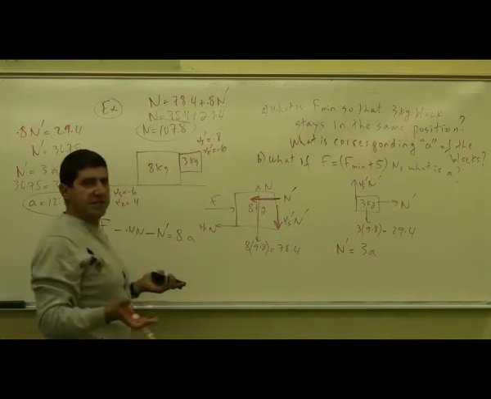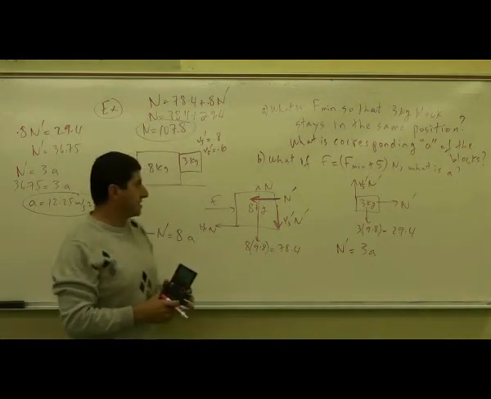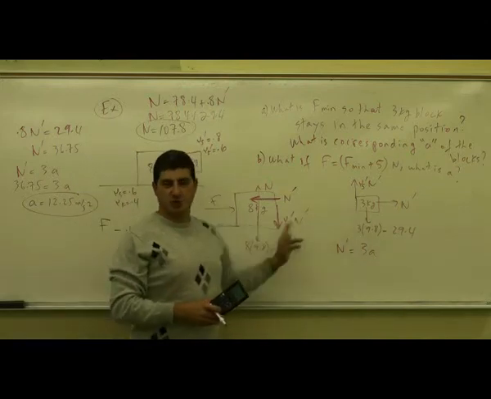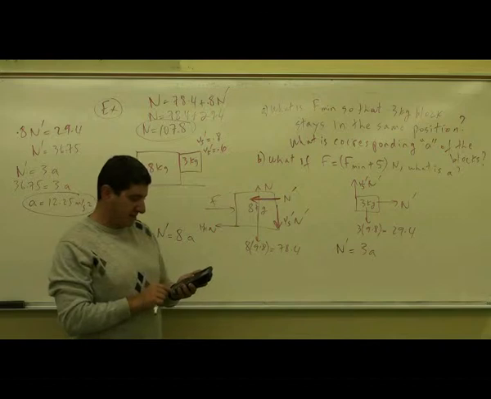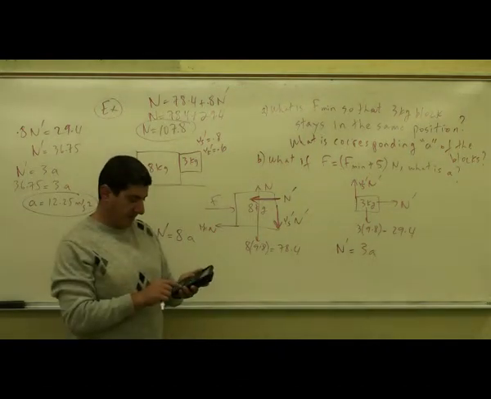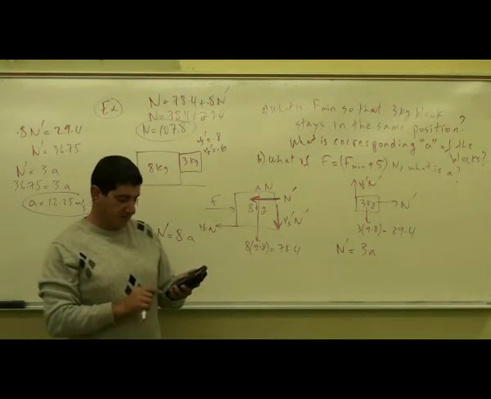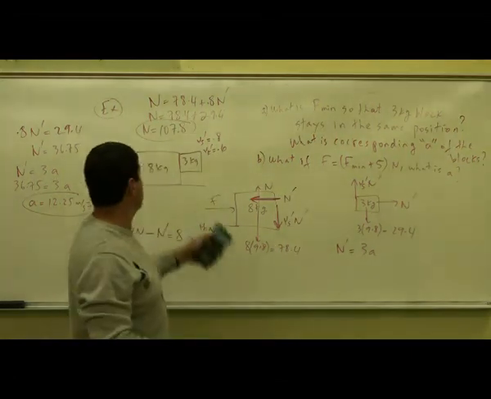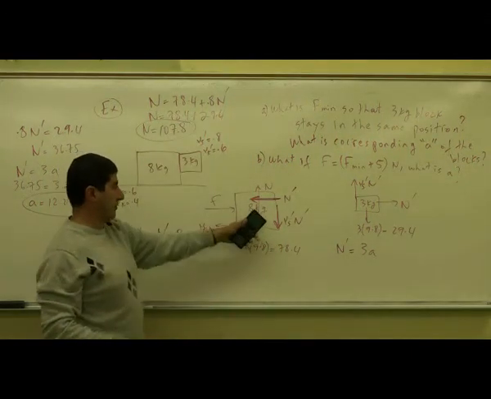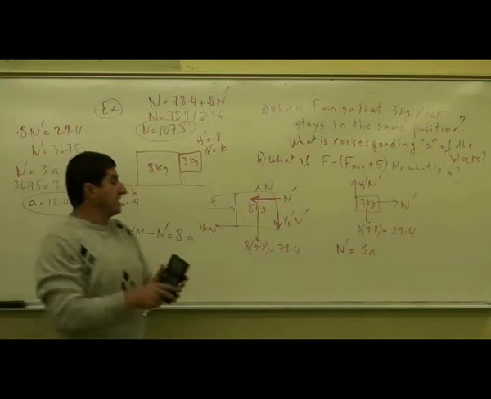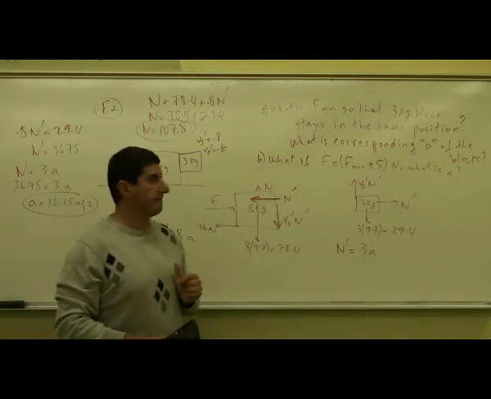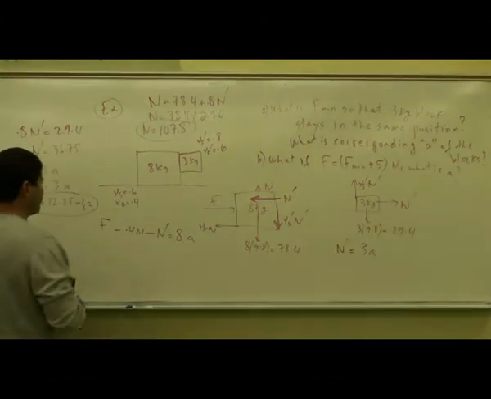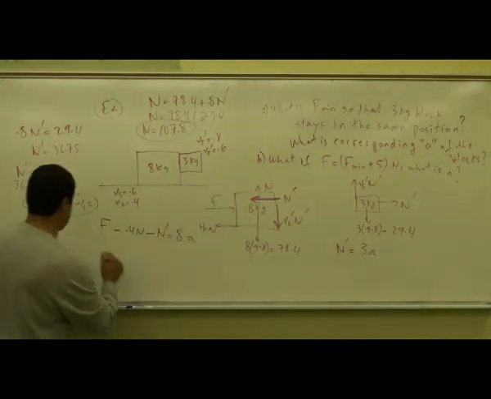Now essentially what is that? Well, essentially that's the combined weight of the two blocks. 8 plus 3 is 11 kilogram times 9.8. That's equal to 107.8. So that's what the normal force on this is. It's almost as if the 3 kilogram block is resting on top of the 8 kilogram block. Okay? So now you take that, you put it into here.